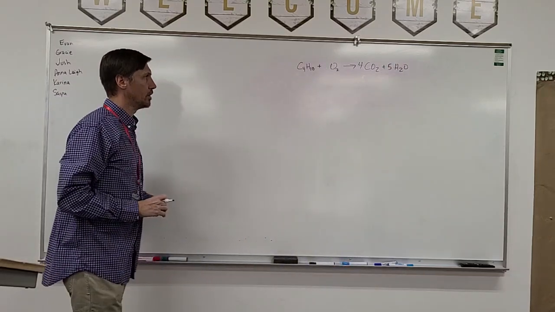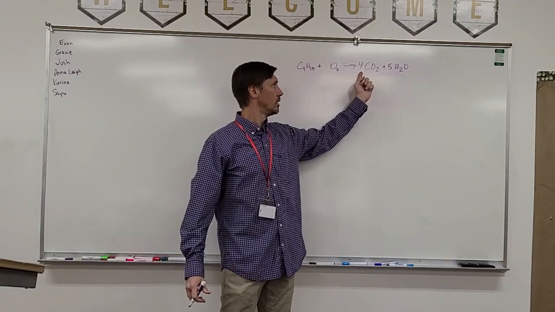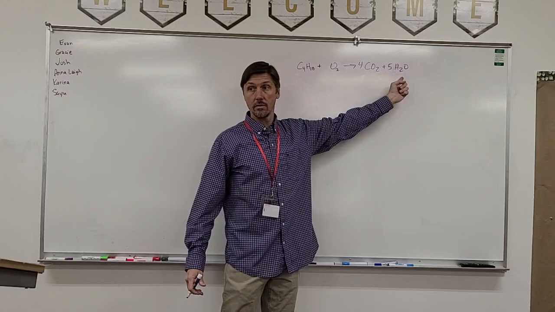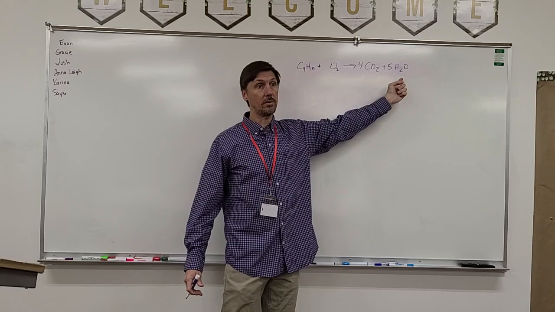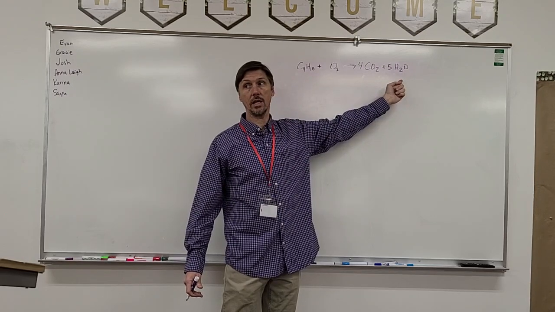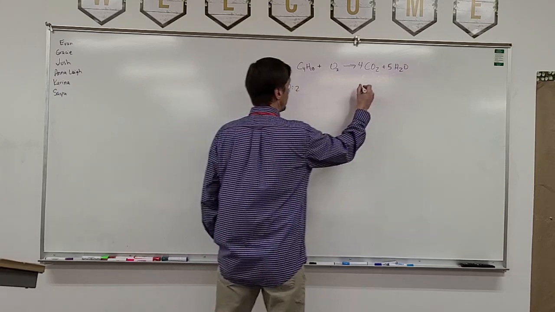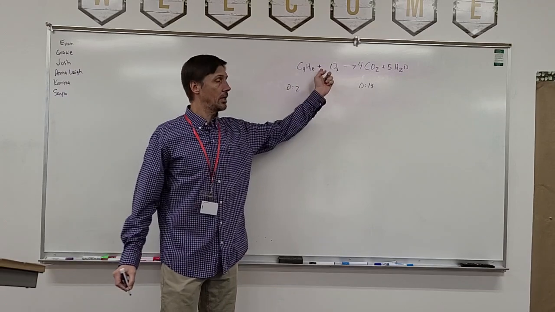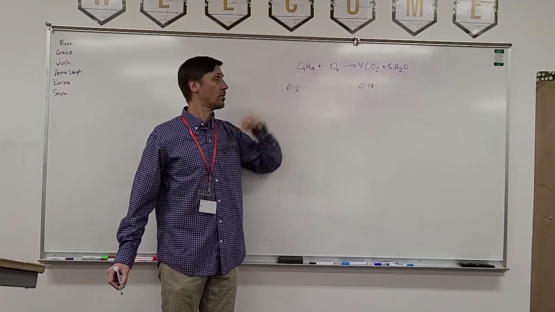So now let's take a look at our O's. I have 2 right here. What do I have on this side? 4 times 2 is 8, plus another, how many in this one? Another 5, so 8 plus 5 is 13. You guys see that? So I have 2 O's on this side, I've got 13 O's on this side. Is there a number I can put in front of this right here to give me 13 O's?